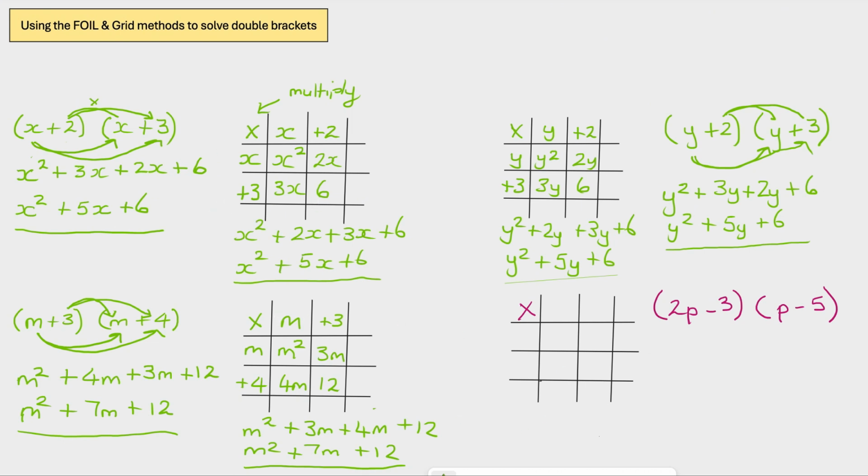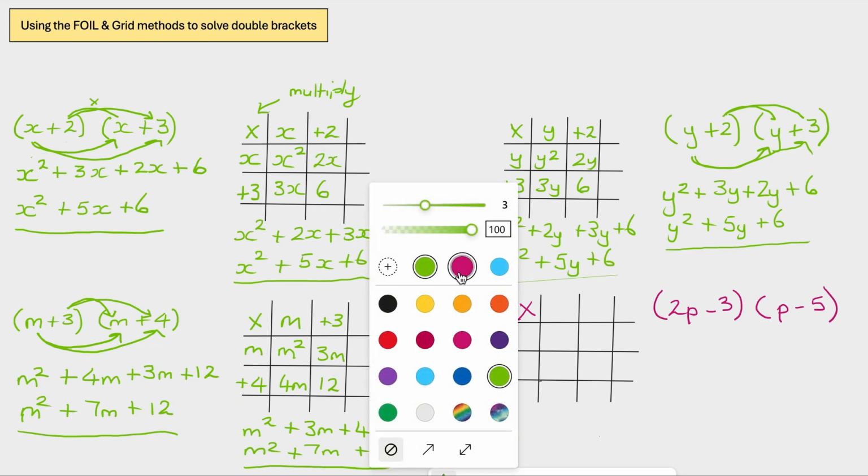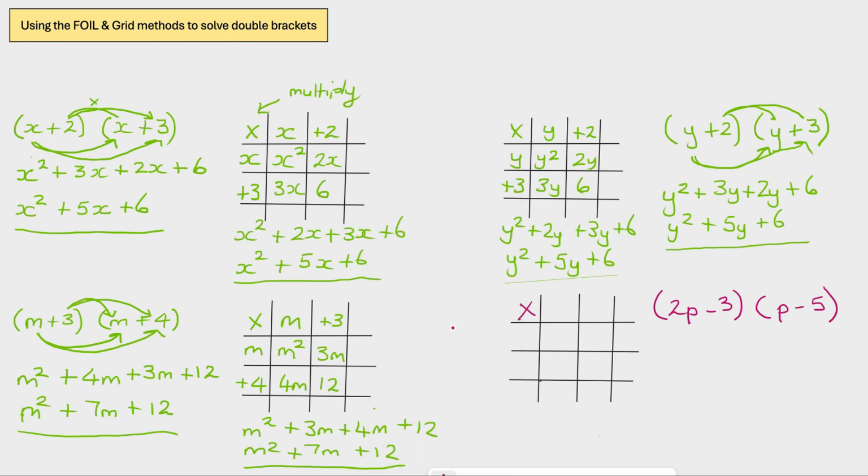So this one in pink is harder. It's got a little bit more to it. Try it if you can. If not, it doesn't matter. I thought I'd mix it up a bit. So it's all negatives, okay? So what you need to do is, as usual, 2p times p is 2p squared, okay? 2p squared.